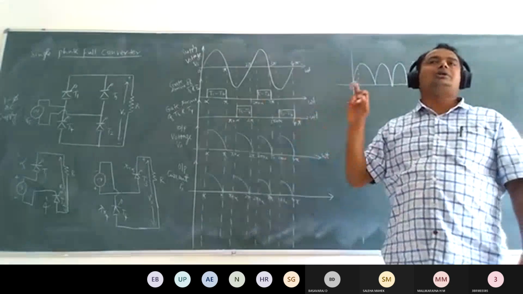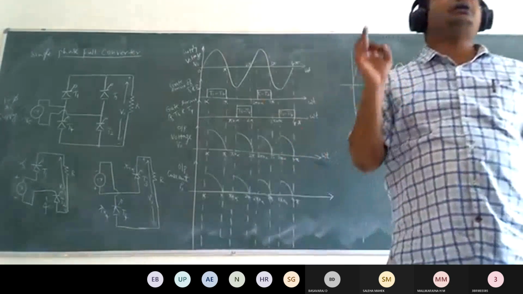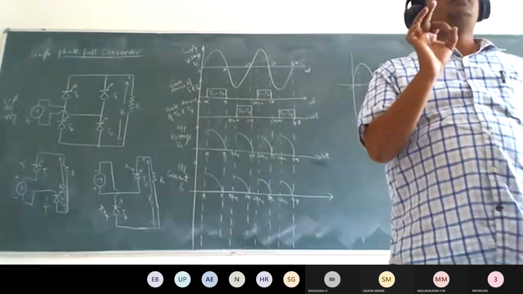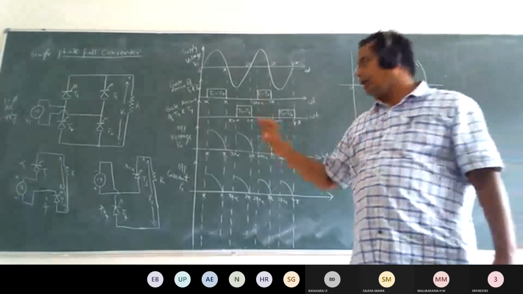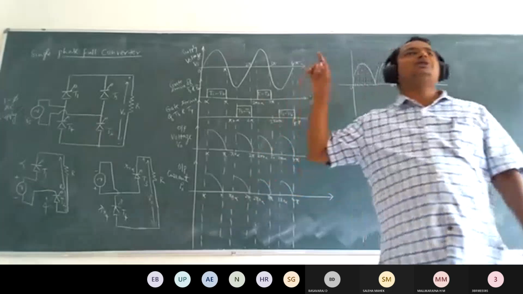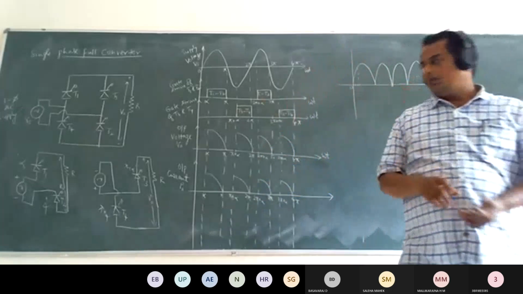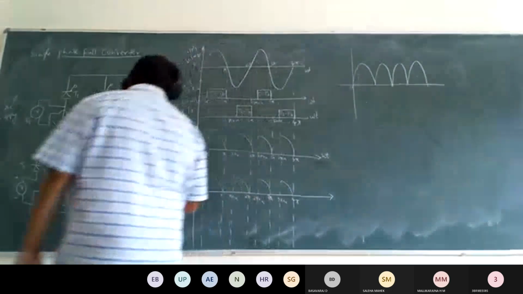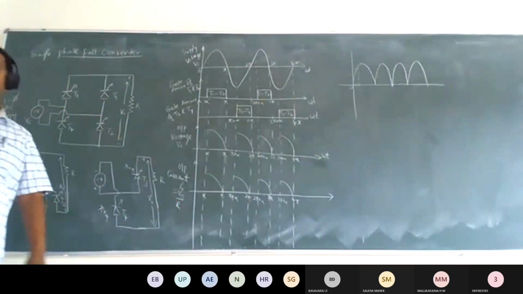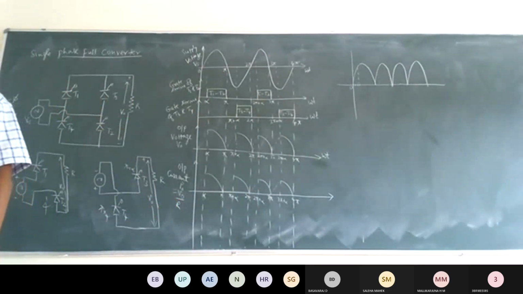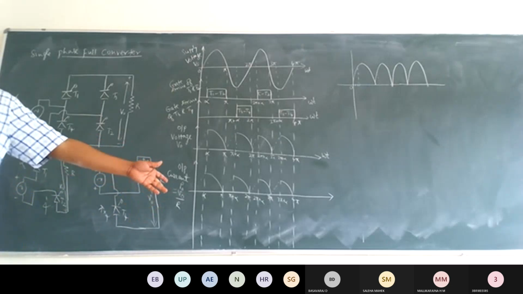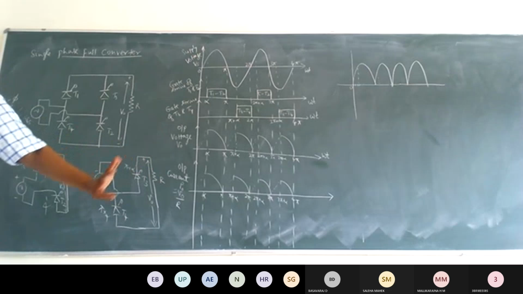Just keep in mind that when we connect a resistive load, the nature of the output voltage waveform is the same as the output current waveform, because V is directly proportional to I. The magnitude of I naught is equal to V naught divided by R. That is whatever magnitude you are representing, I naught is equal to V naught by R, simply by applying Ohm's law.